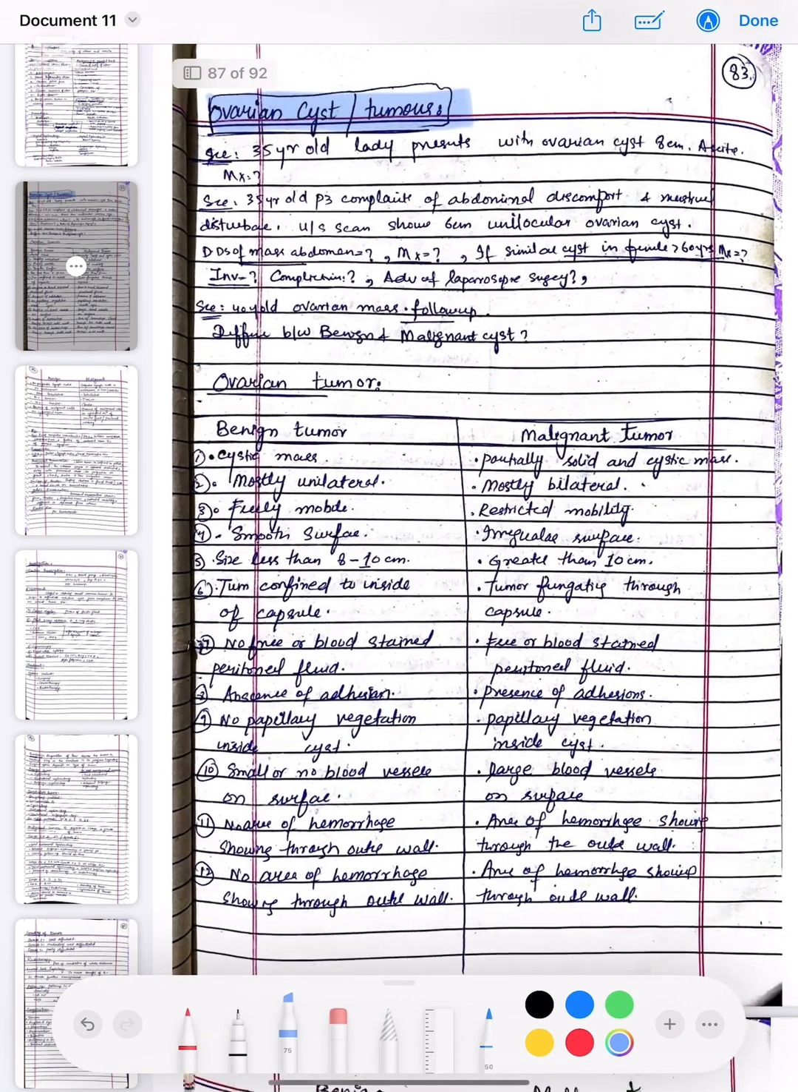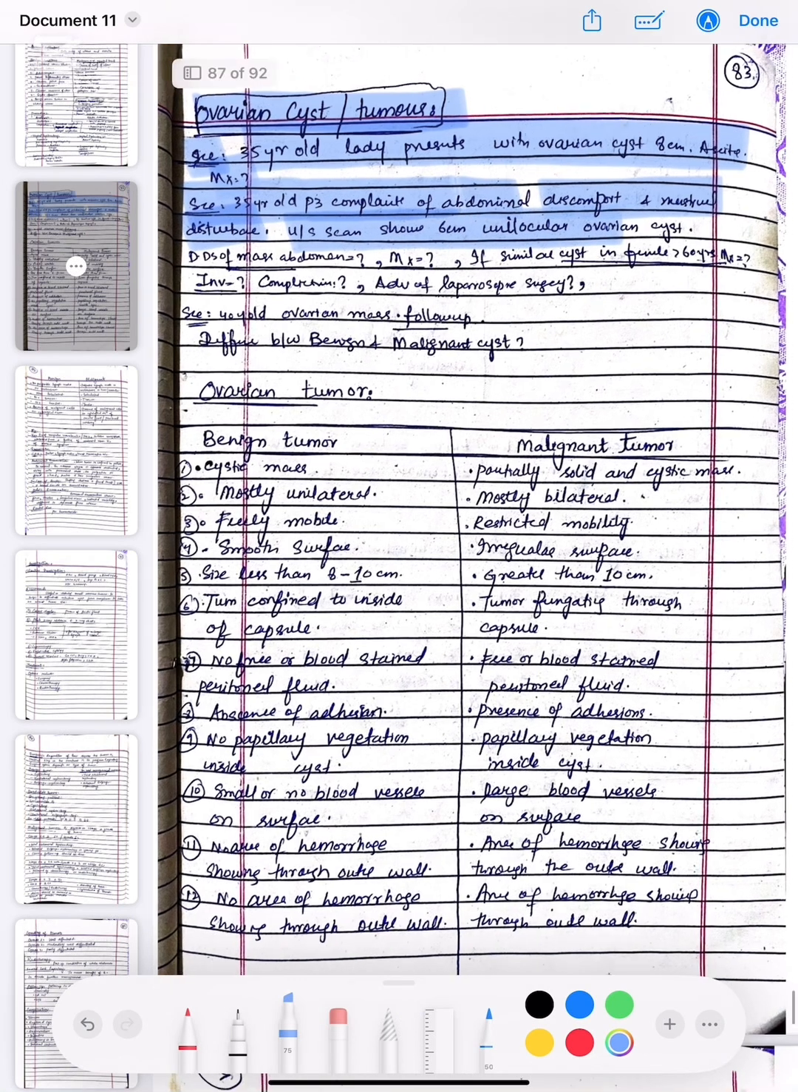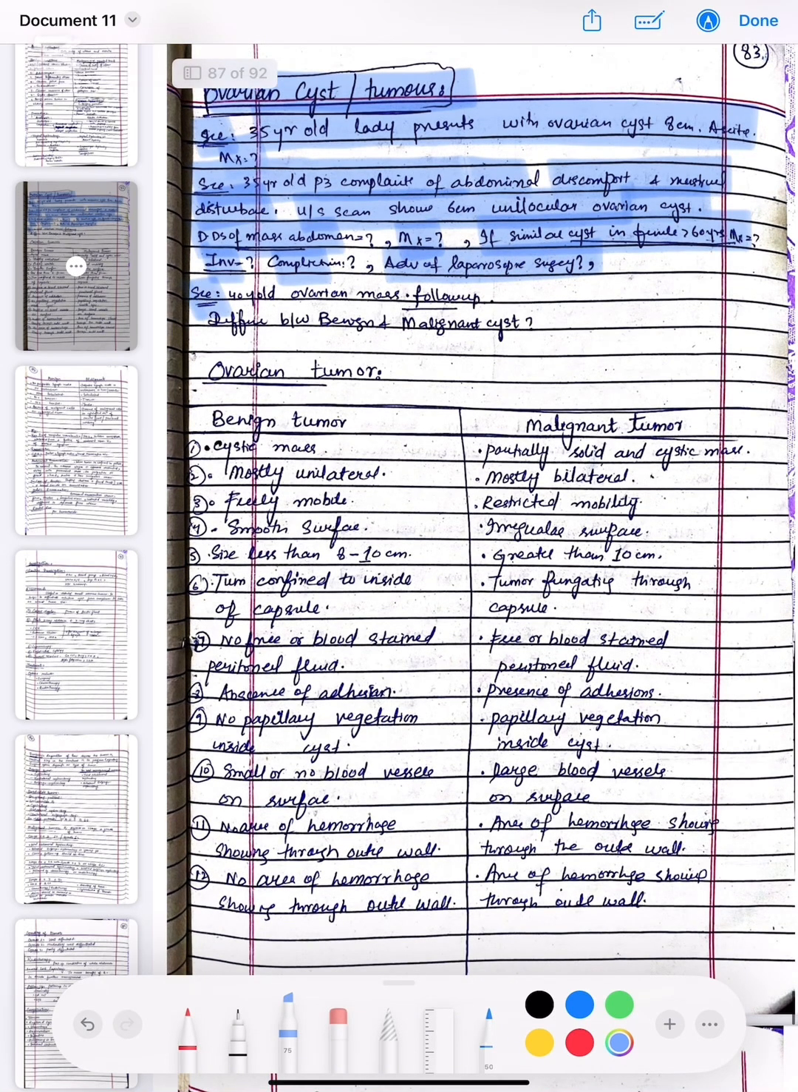So we are having a scenario that there is a 35-year-old lady presenting with an 8 centimeter ovarian cyst and ascites is present. So what is the management? Another scenario is that there is a 25-year-old para 3 complaining of abdominal discomfort and menstrual disturbance. Ultrasound scan shows a 6 centimeter unilocular ovarian cyst. What are the differential diagnoses of the mass abdomen? The management. If a similar cyst is in a female greater than 30 years, then what is the management? The investigations, complications, advantages of laparoscopic surgery. Another scenario is that there is a 40-year-old with an ovarian mass. What is the follow-up? The difference between the benign and the malignant cyst.